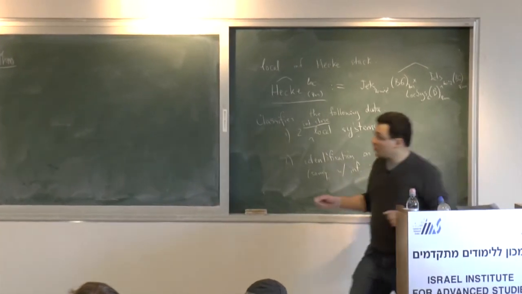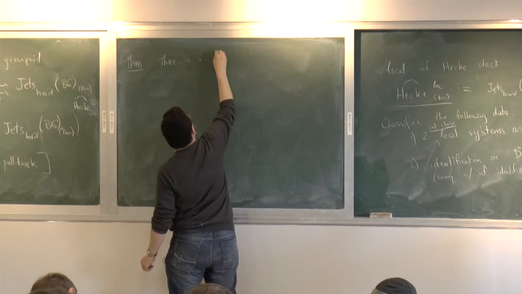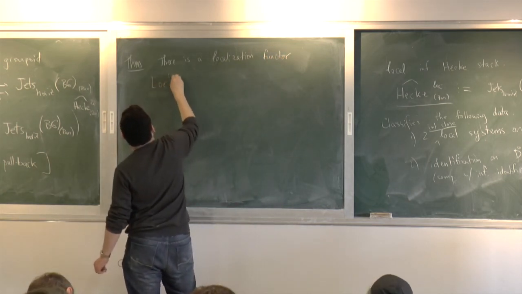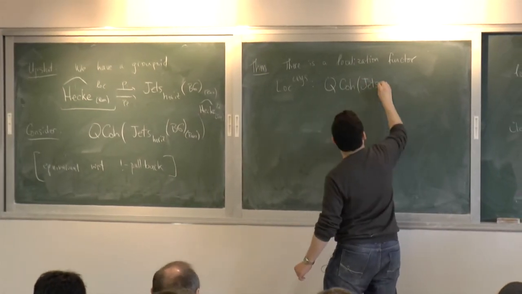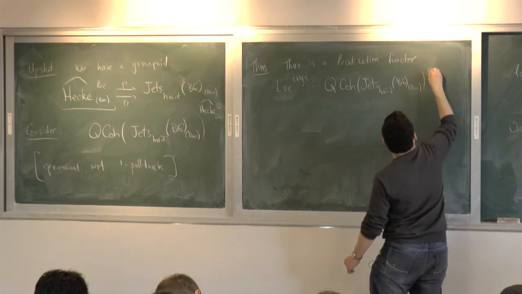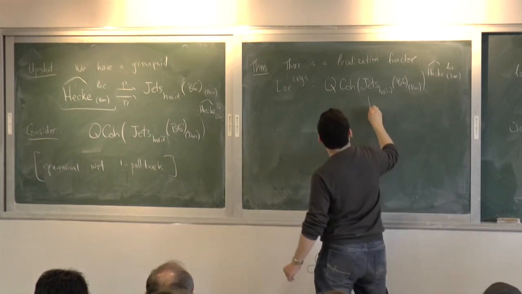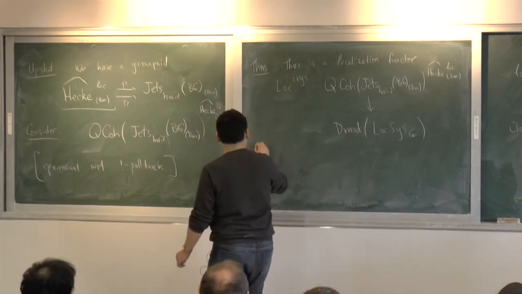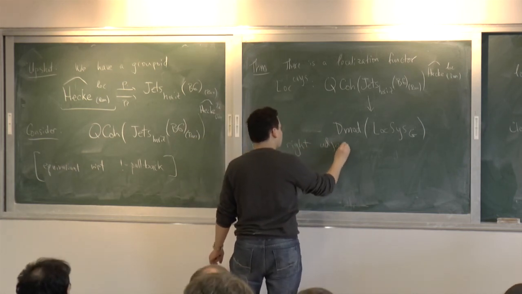So the theorem is that there's a fully faithful localization functor, let me call it crystalline localization, from this Hecke equivariant category to D-modules on the local systems, whose right adjoint is continuous.